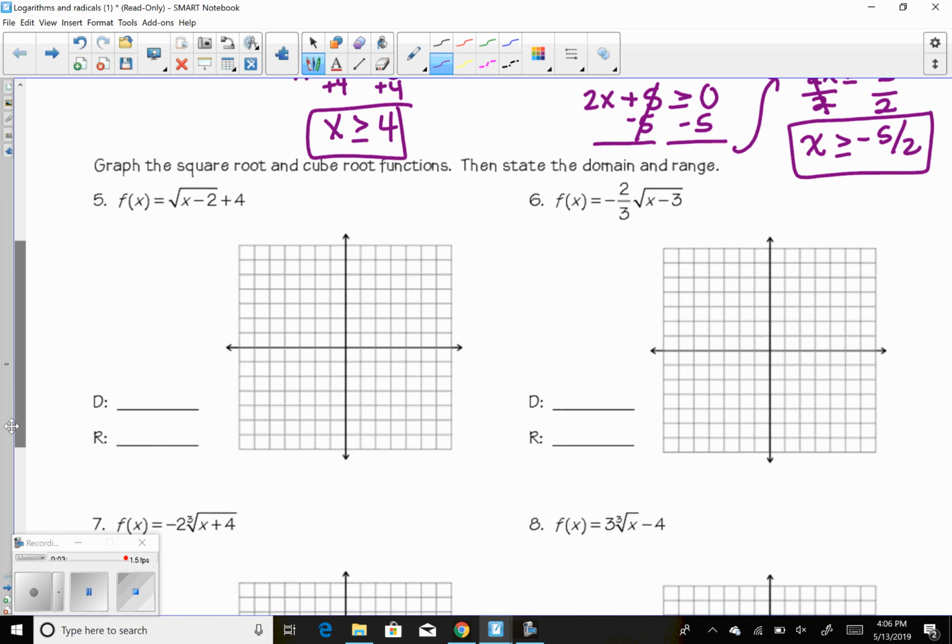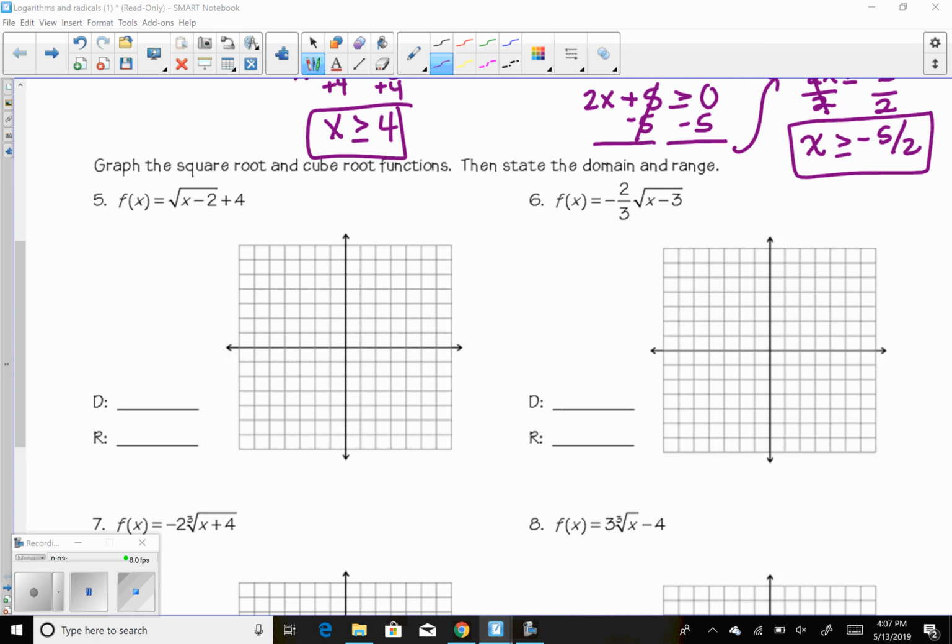Okay, so now we're going to graph the square root and the cube root. So 5 and 6 are square root. I know they're square root because there's nothing up here in the index. When there's nothing in the index, remember, it is implied that it is a 2. It's a square root. Okay, so I don't know if you remember, but you always plot.